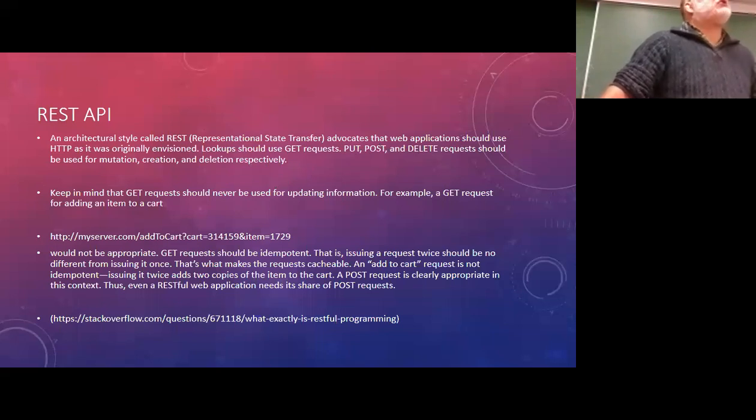That GET request should have this feature called idempotency. I hate that word. Idempotency, which means that if you call it twice, it doesn't change things. If I were using it for update, for instance, if I used a GET request to attach a file to my database and I called it twice, that file would be attached twice. But a GET request should never have side effects is basically what that means.